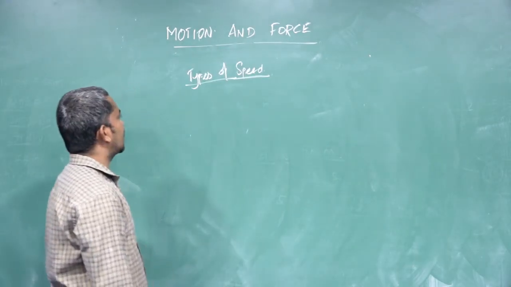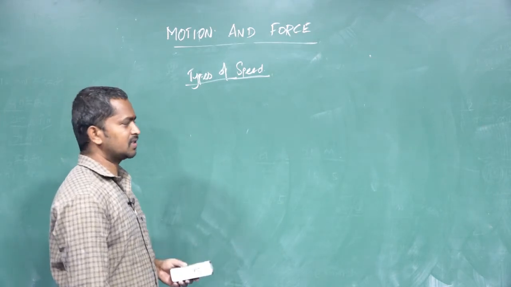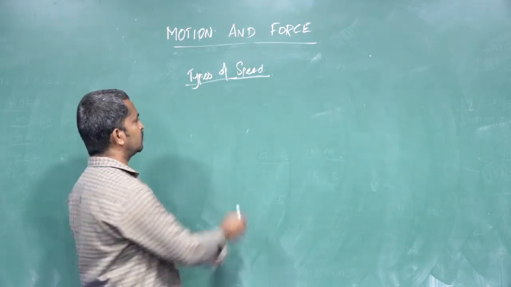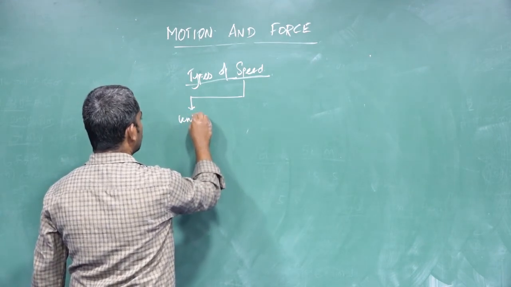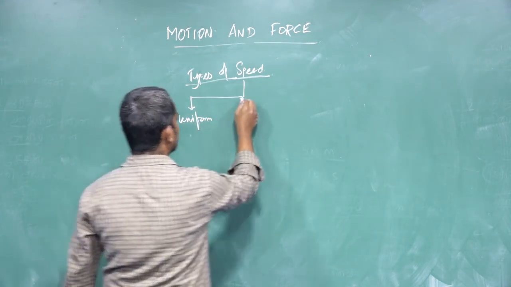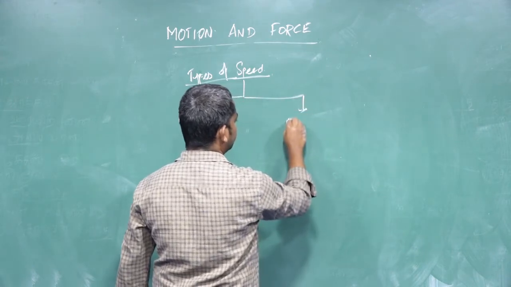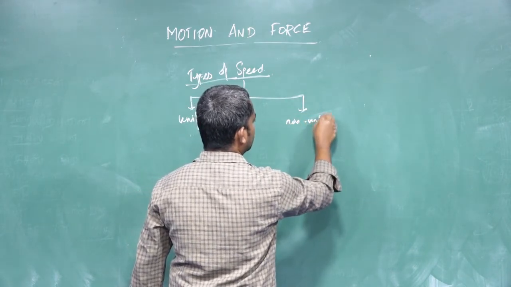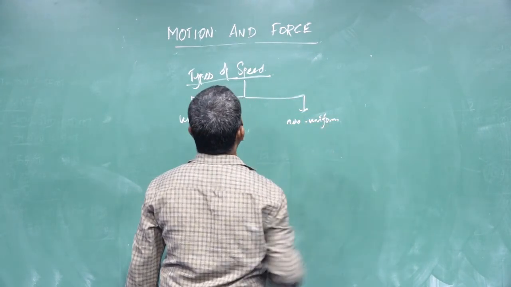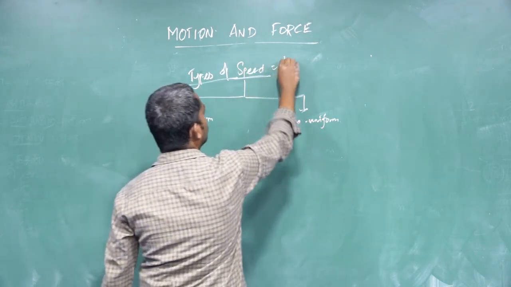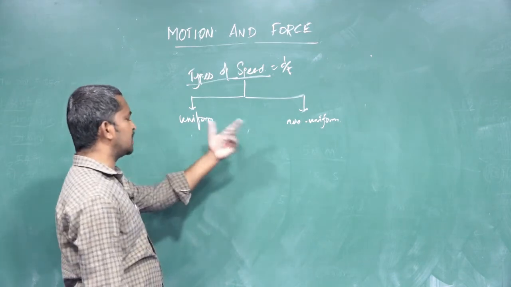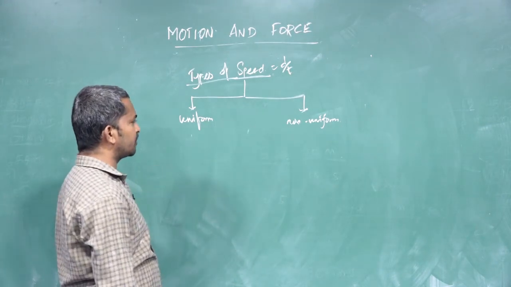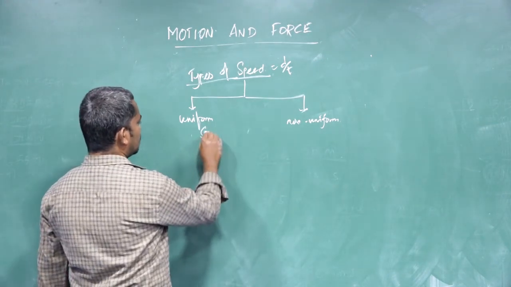Next is types of speed. It's a basic and important topic. You know speed is equal to distance divided by time, and there are two basic types of speed: uniform speed and non-uniform speed.